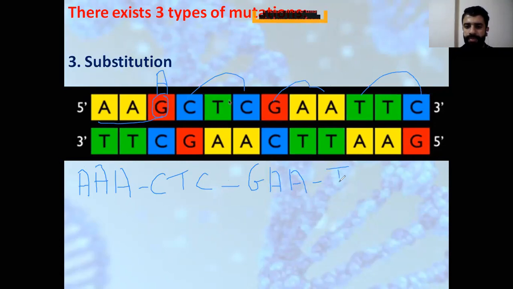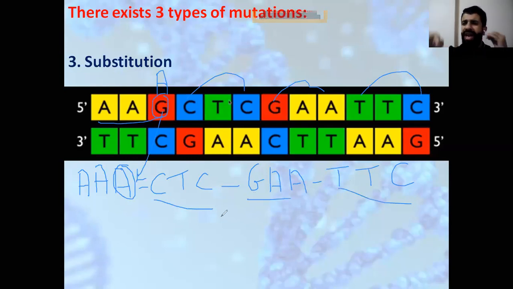As you see here, in the substitution, only the nucleotide which is substituted changes. It was G, so it becomes A. While the rest remain the same: CTC, GAA, TTC. So this mutation occurs at a specific point. So we call it point mutation.